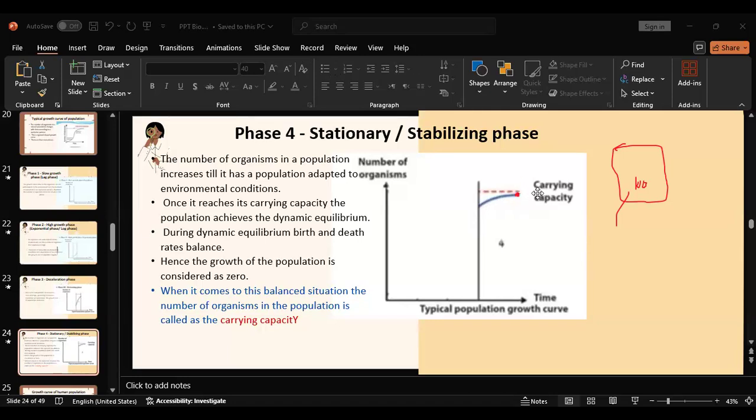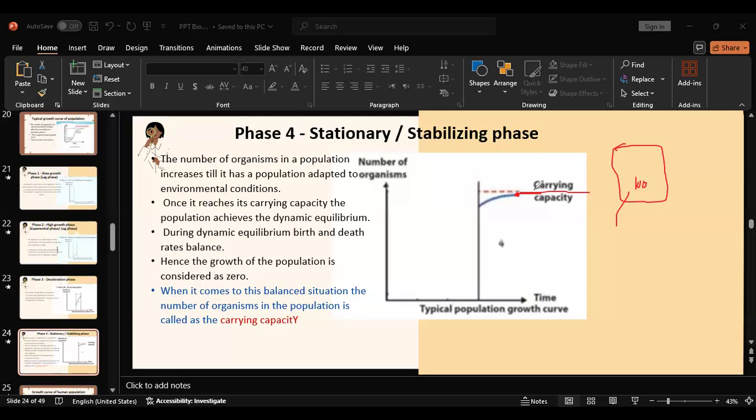Okay, this is the one here. Then by the time, it will not increase; it will stay at the same level. That point is known as the stationary phase. Here the growth rate is going to be zero. No growth, because only a certain number of individuals can be borne by the particular environment. So initially it's slow growth, then exponential growth, then slightly decreased, and finally in the fourth phase the growth rate is going to be zero.